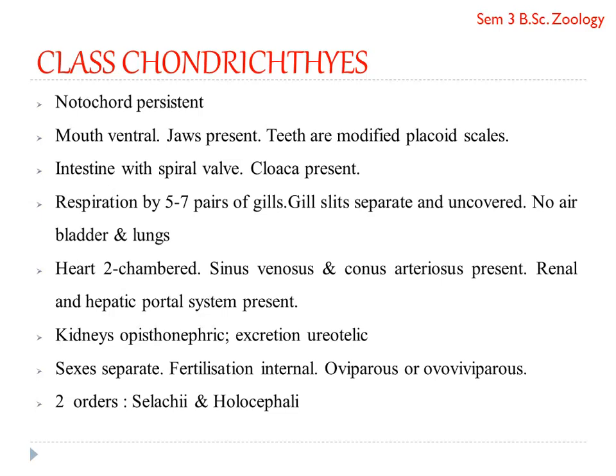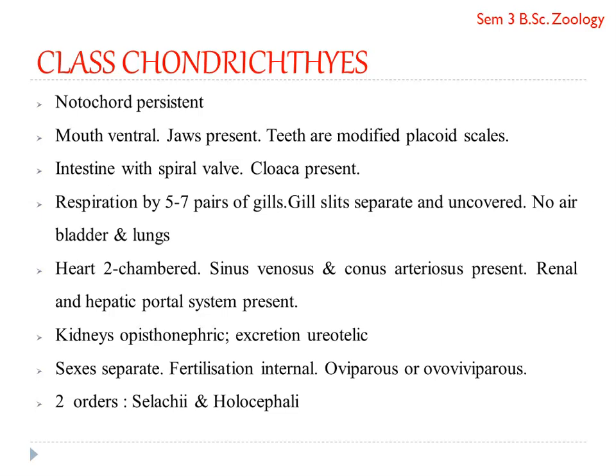Okay, then the stomach is J-shaped, and the intestine is provided with a spiral valve. It is unique in Chondrichthyes. Cloaca is present. Then respiration is brought about with the help of gills. There are 5 to 7 pairs of gills, and gill slits are separate and uncovered. Chondrichthyes are unique in having naked gill slits, that is, they are not covered by an operculum. They don't have any air bladder or lungs.